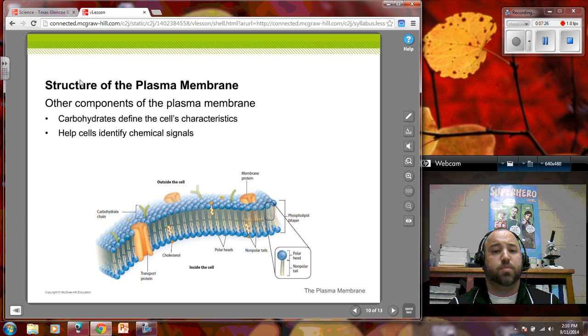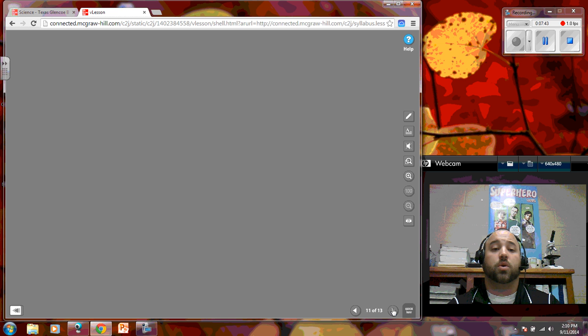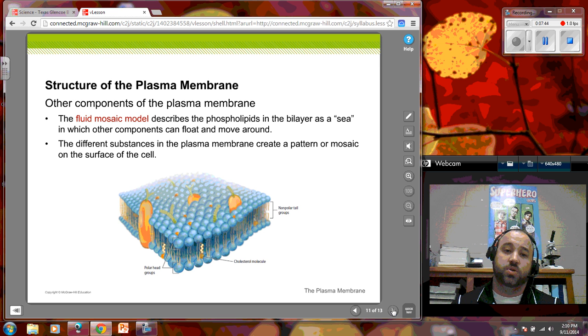Other components of the plasma membrane, carbohydrates, they define the cell's characteristics. These things help us identify chemical signals. You're going to have something that will attach to them. It helps attract a signal, and then it sends it to the rest of the cell through that carbohydrate chain. Most of it's going through a protein too. Proteins help with signals as well.